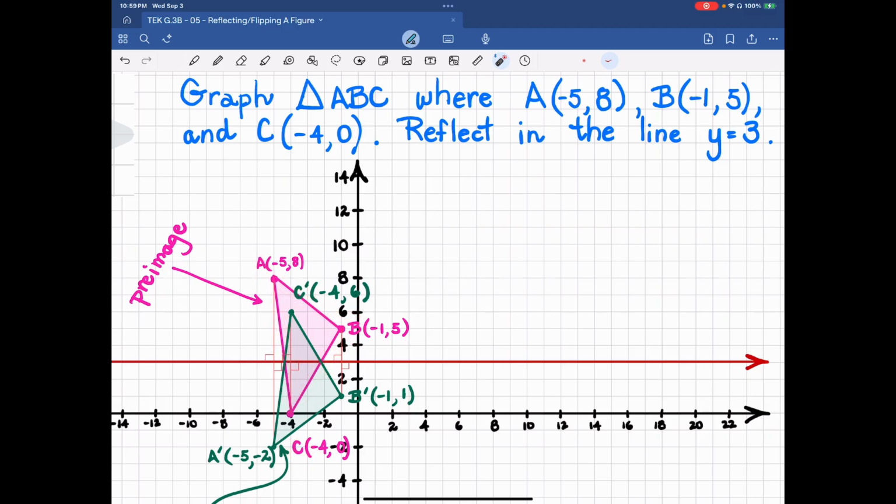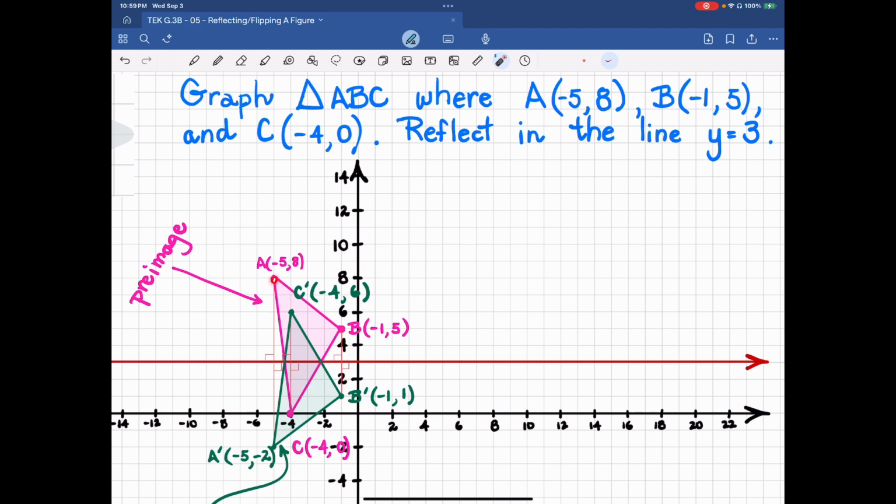We're going to draw a perpendicular line from A to the line of reflection, from C to the line of reflection, and B to the line of reflection. We're actually going to measure it to see how big it is, and then we're going to draw another line on the opposite side of the line of reflection, the exact same length.